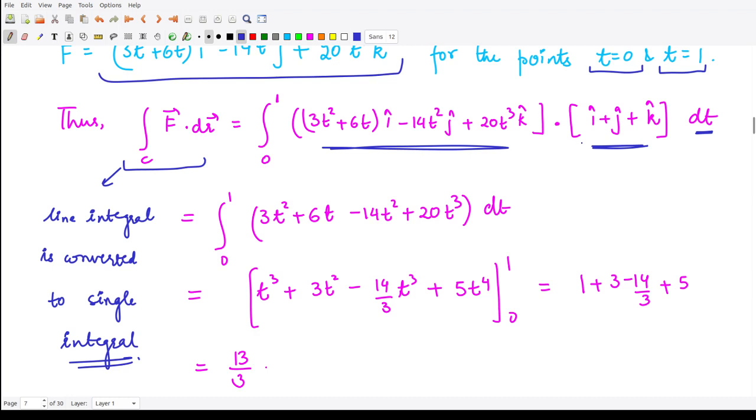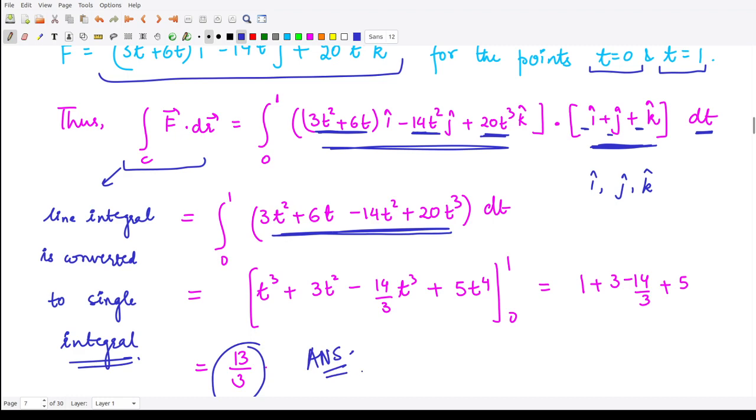Now when you perform this dot product, you also get rid of the unit vectors i, j and k. So you will get (3t square plus 6t) multiplied by 1, minus 4t square multiplied by 1, plus 20t cube multiplied by 1. This is how you take the dot product. So you have this particular function, and now it's very simple to perform its integration. When you perform the integration and substitute the limits 0 to 1, you obtain this as the final answer.